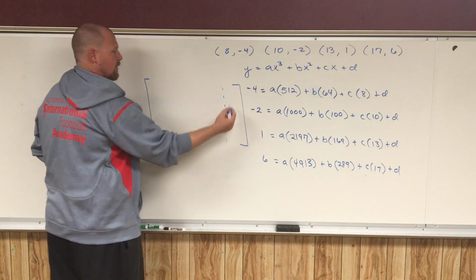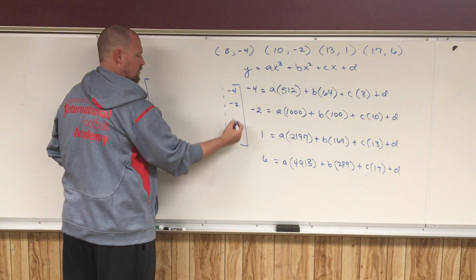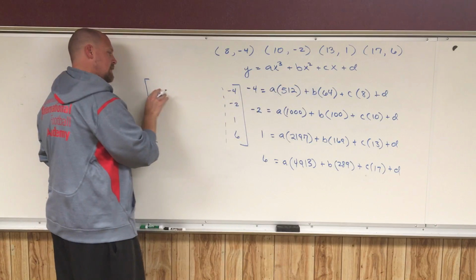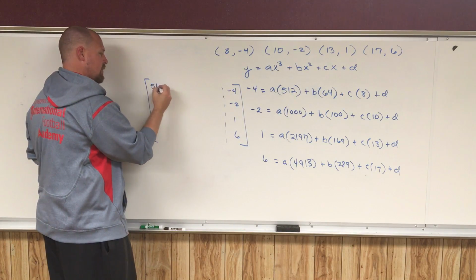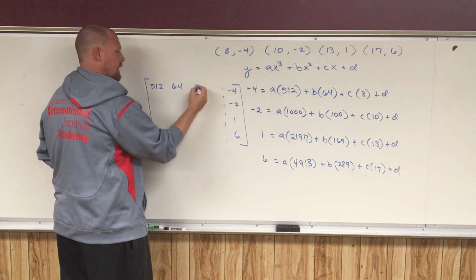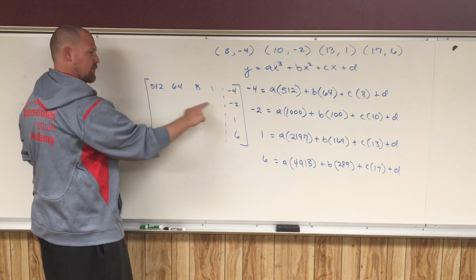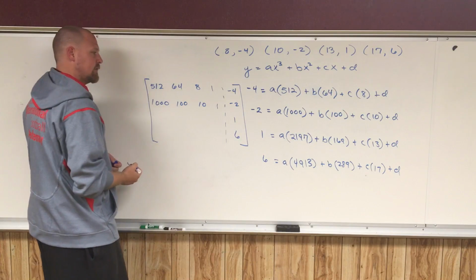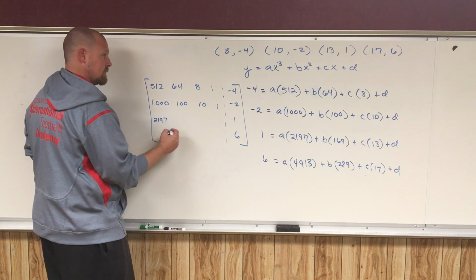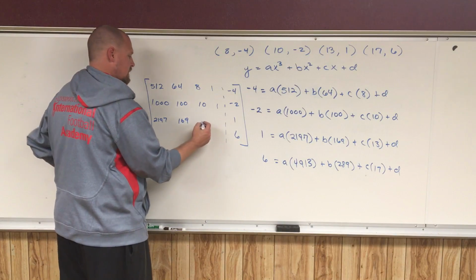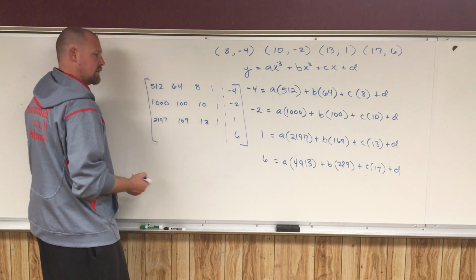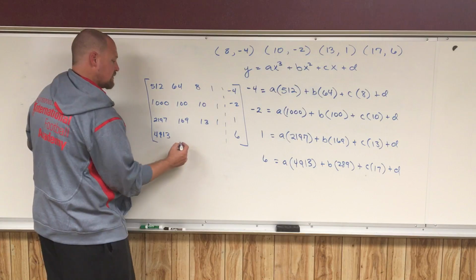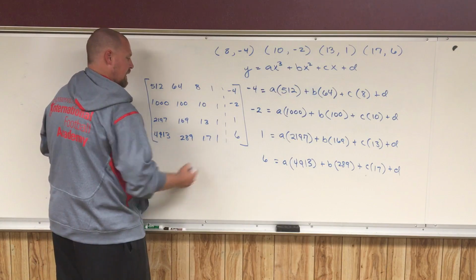On this side here, we're going to put our constant terms, negative 4, negative 2, 1, and 6. And then on this side, we're going to put the coefficients of a, b, c, and d in order. So we have 512, 64, 8, 1. The next row is the next equation. We have 1,000, 100, 10, and 1. The next row we have 2197, 169, 13, and 1 again. And then the very last one we have 4,913, 289, 17, and 1 again.